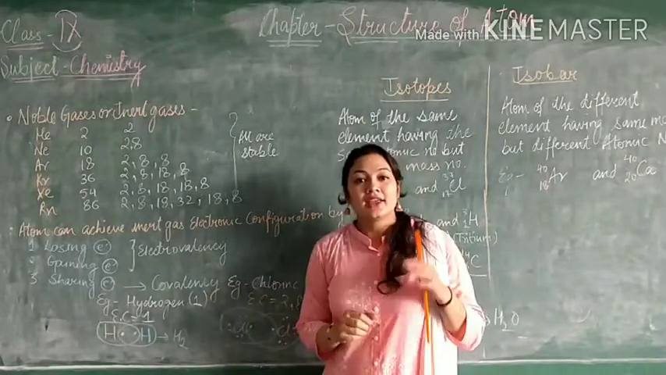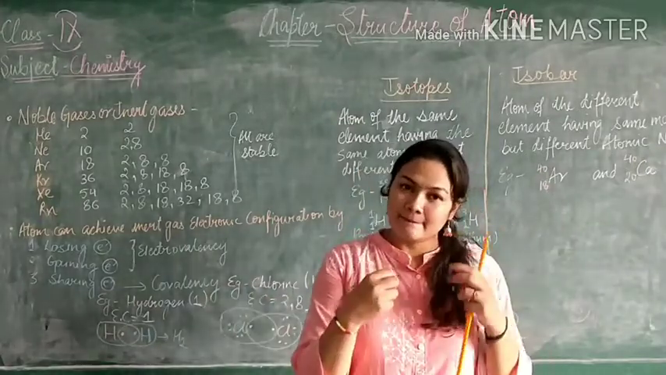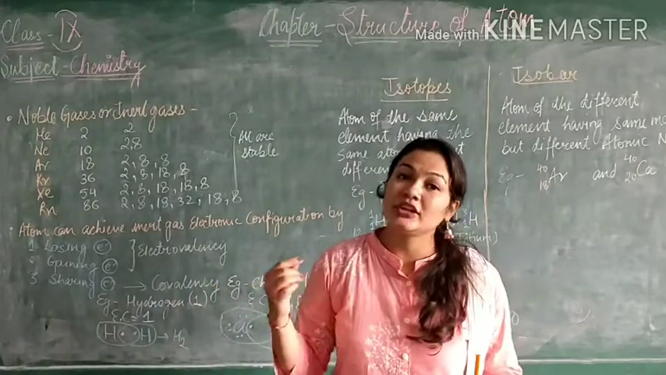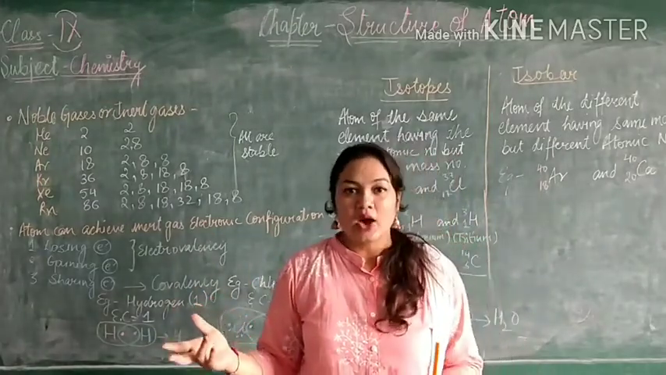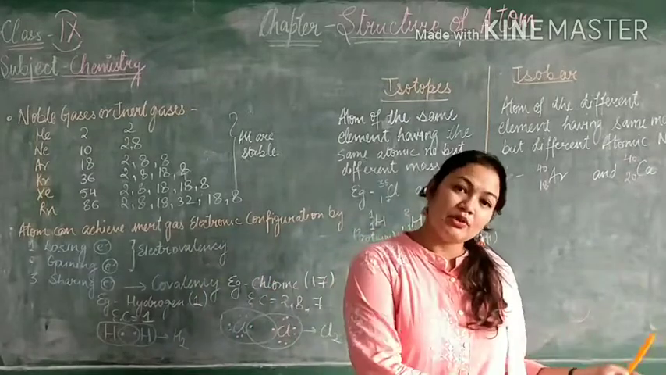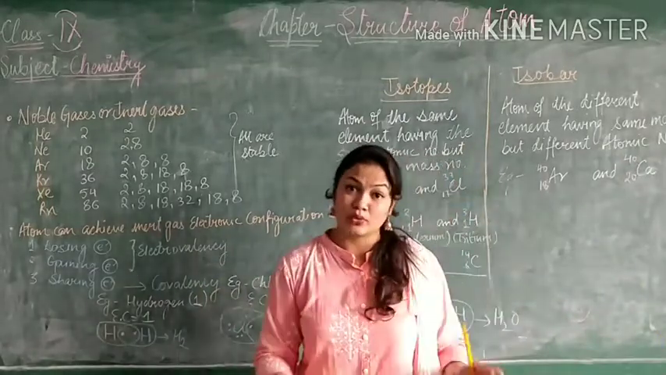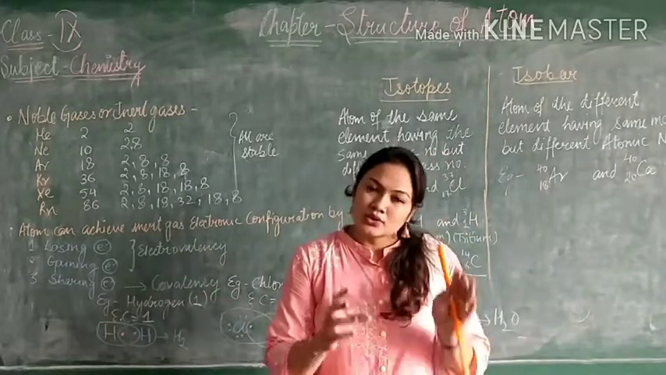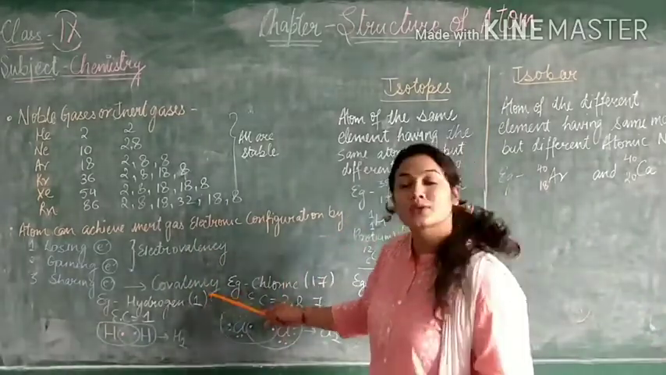So in sharing, say I am having one blue pen and one black pen, and the other person is having only a blue pen. Or one person is having a blue pen and one person is having a black pen, and they want to write with both, so they can exchange that, they can share that. So that is known as covalency.